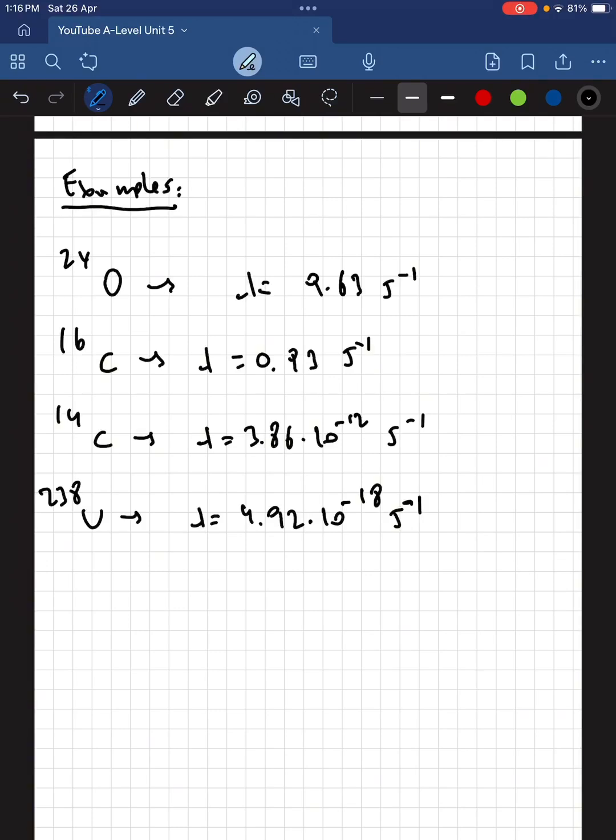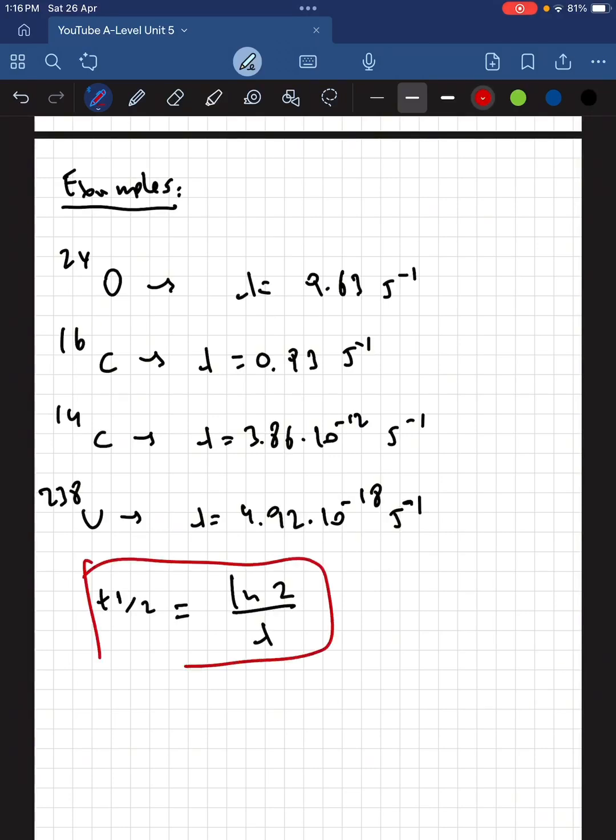And we're gonna discuss this later, but for now, let's also write down that the half-life, which is written like that, T1 half, is equal to ln of 2 over lambda. Okay, so if we use this lambda, we will find that the half-life is 72 milliseconds, and the half-life is the time needed for half the nuclei to decay. So for oxygen 24, this half-life is 72 milliseconds.